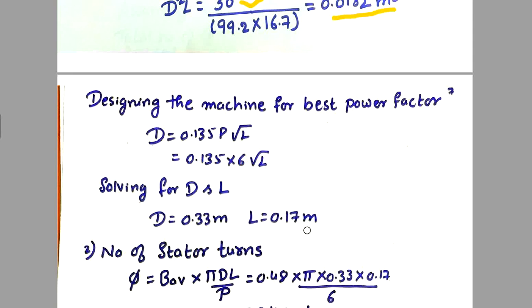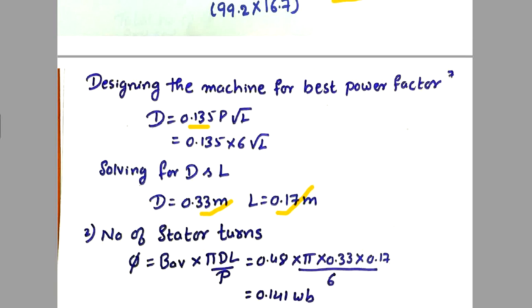So for the best power factor, I have assumed in the question you will be given, it is 0.135 P into root L. So solving D and L, you will finally get D equals 0.33 meter and L equals 0.17 meter. That you can do, it's basic mathematics.